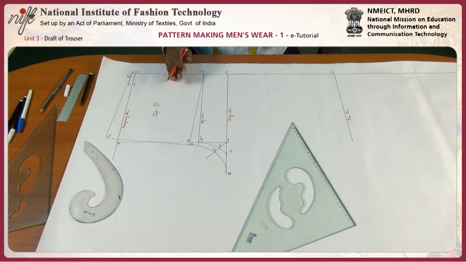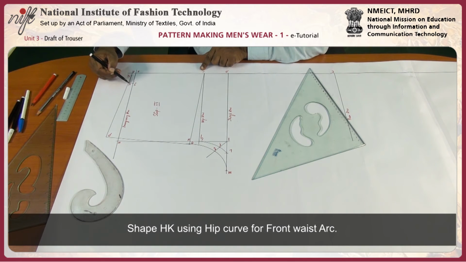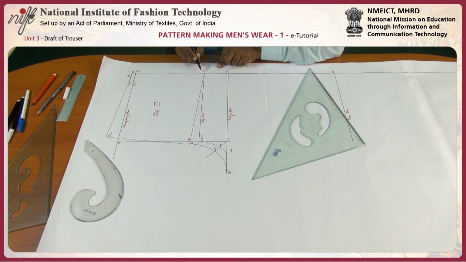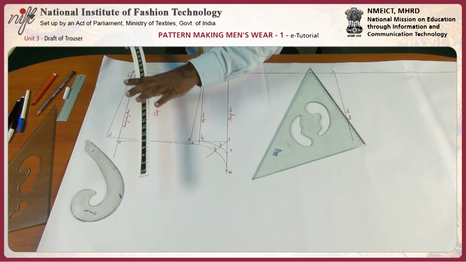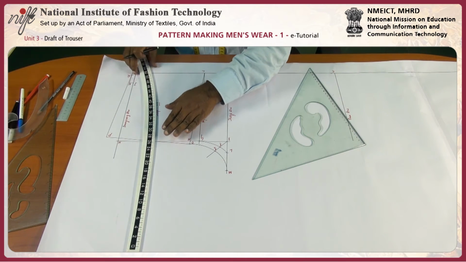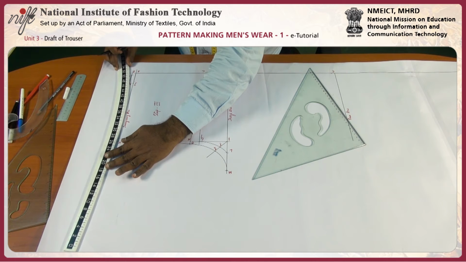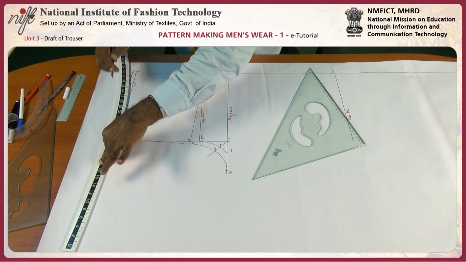A to C 2.5 cm. Shape HK and KC using hip curve for front waist arc and side seam as shown. Hip curve to be placed like this and shape K and H.